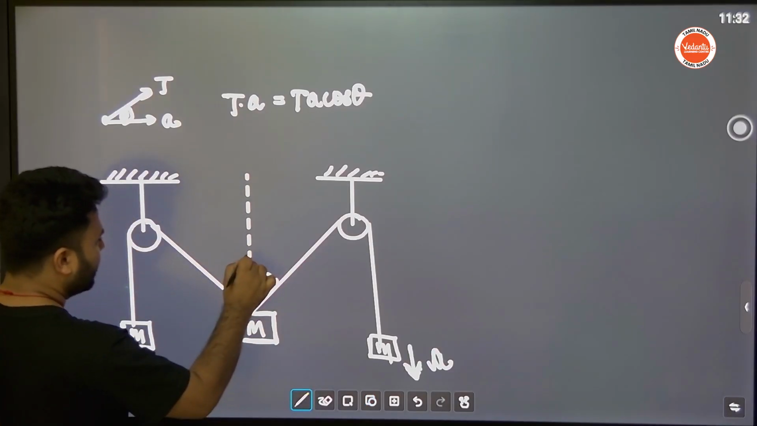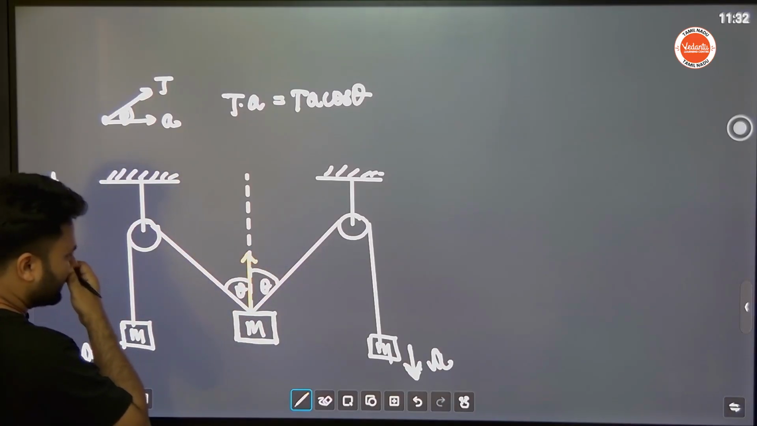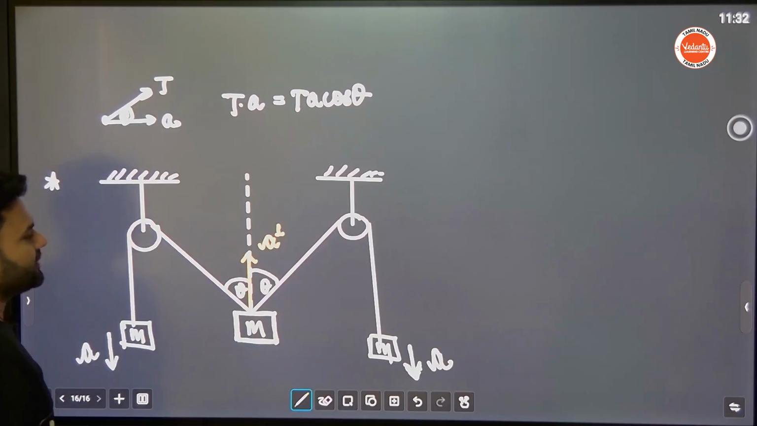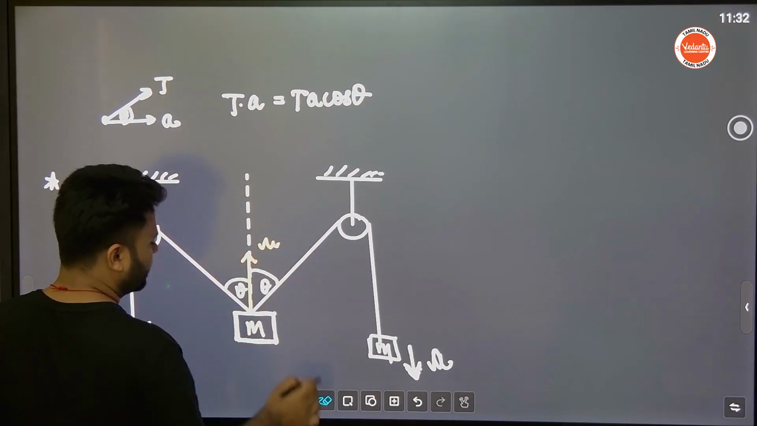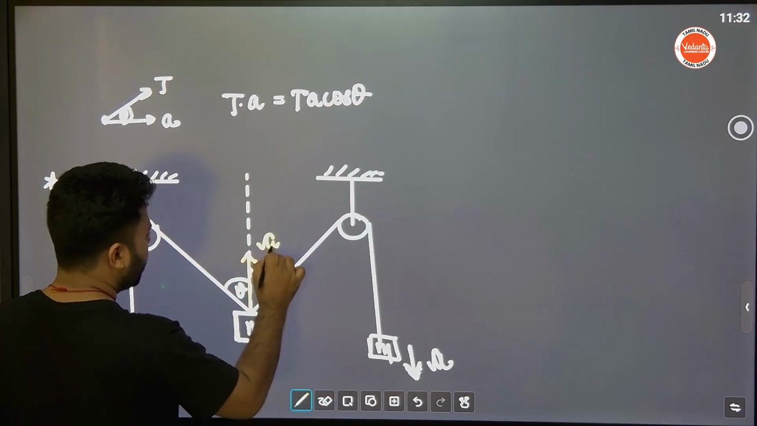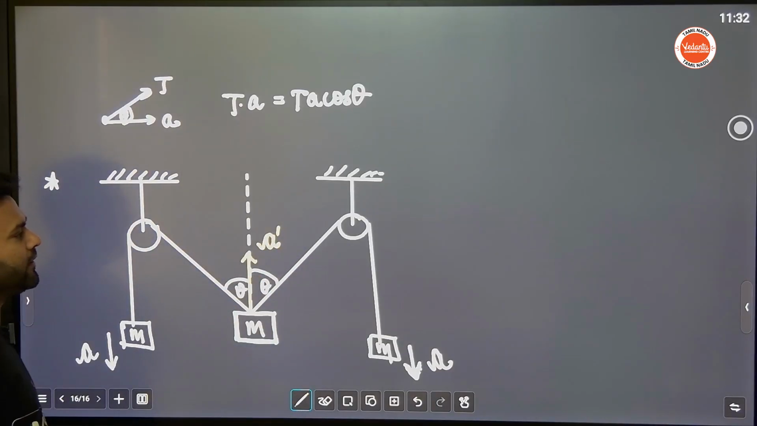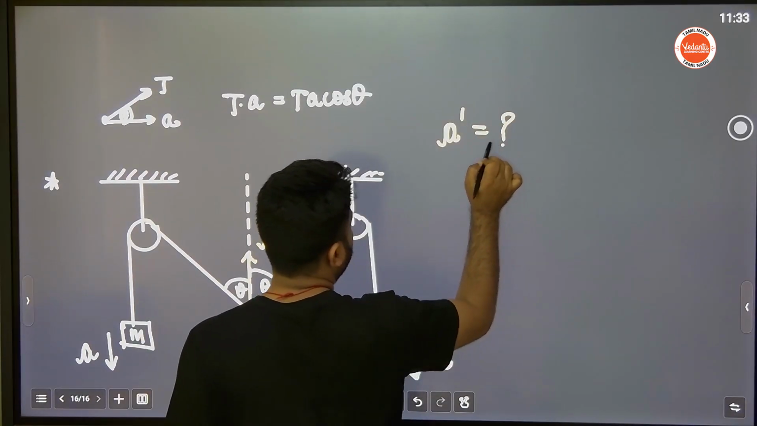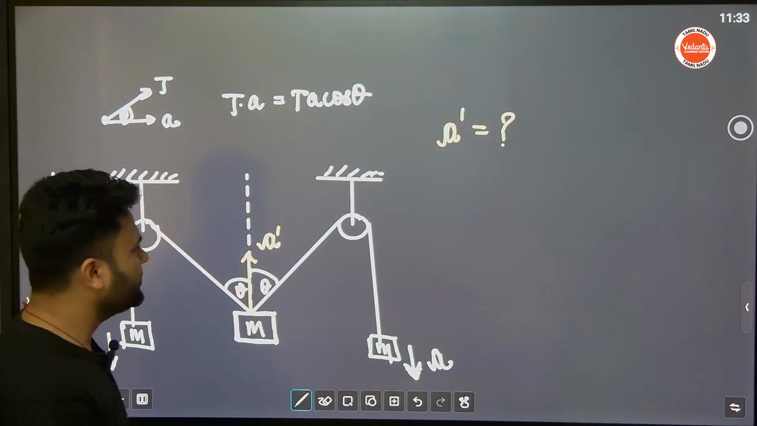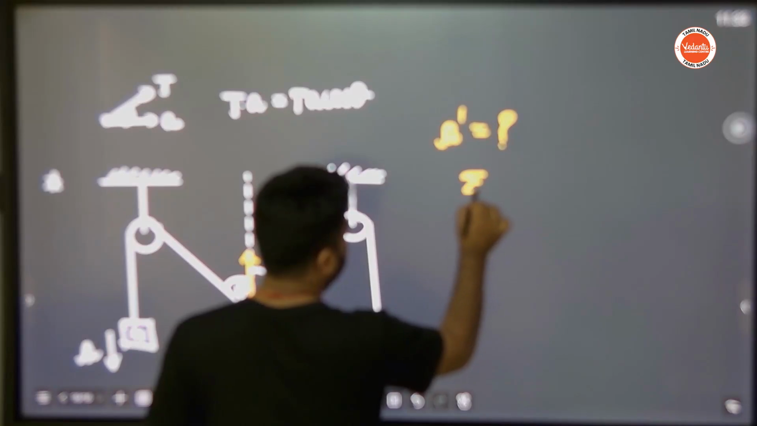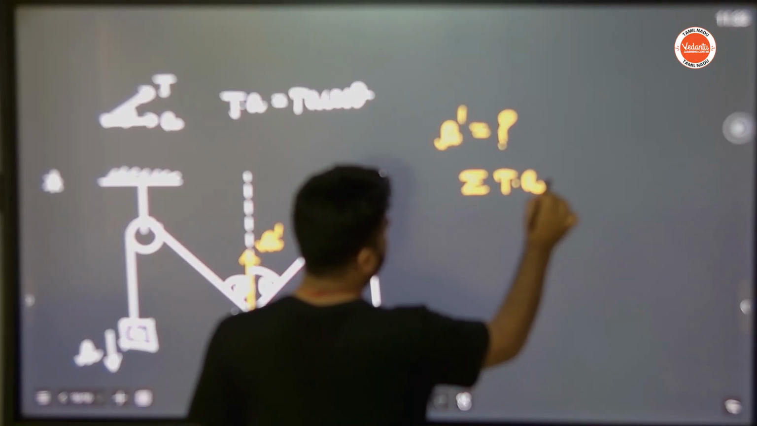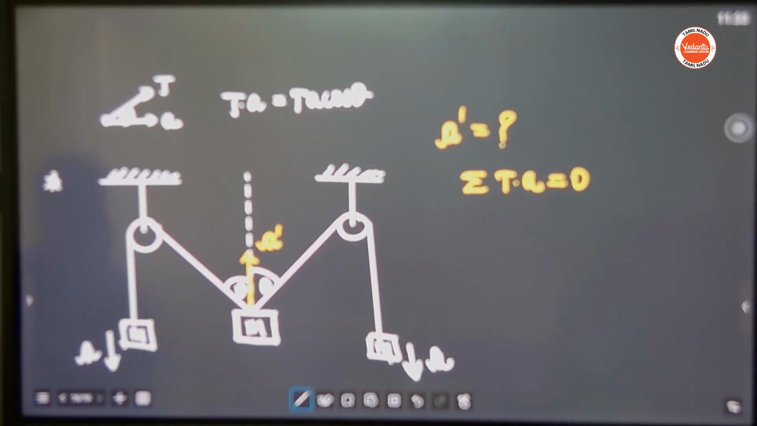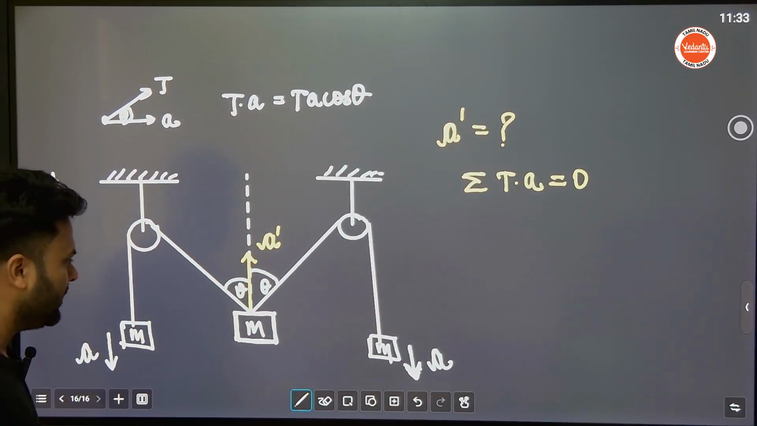We have to find the acceleration of this. Suppose I am writing a dash. The question is find a dash. So we will use that relation, that summation of T dot A equals 0. Always remember. We have to remember this formula and the rest of the question will be easy. Achha, this is clear na?